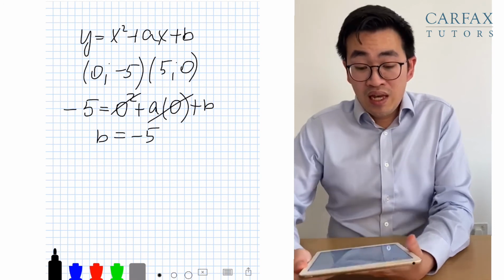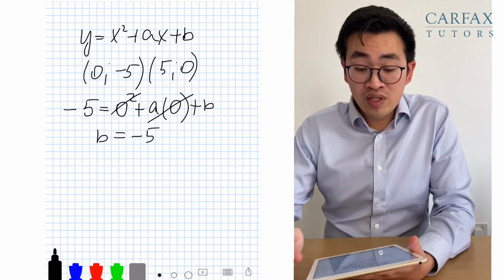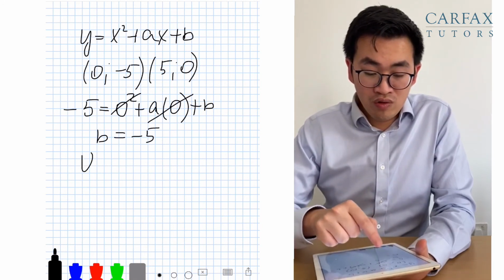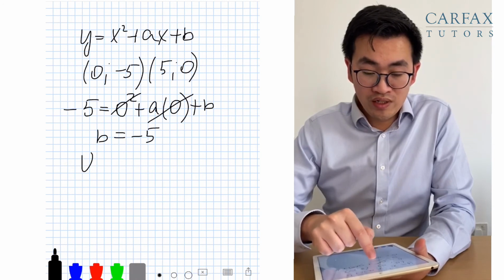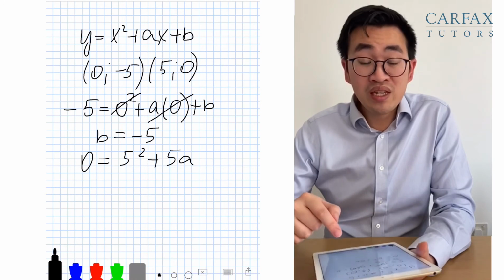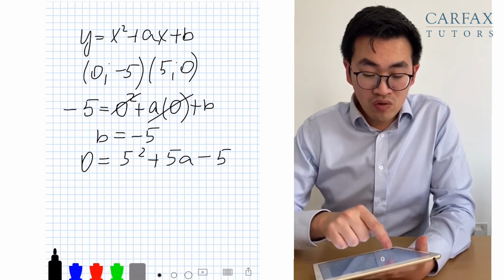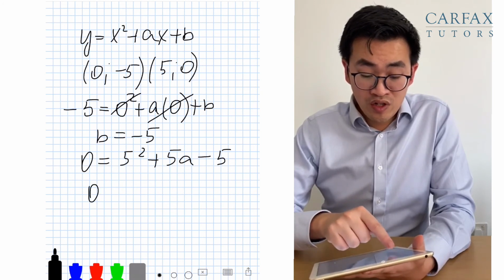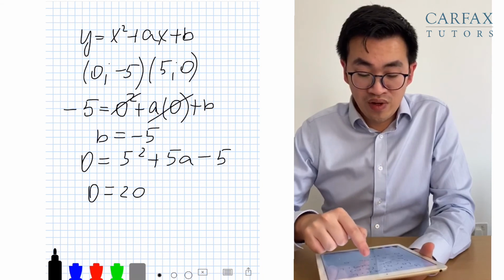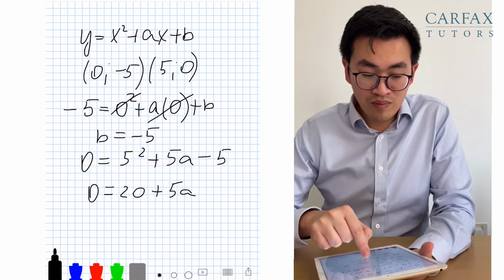Okay? And then to find a, well, we substitute the other coordinate in. So 0 equals 5 squared plus 5a. And then now we can substitute what b is. b is negative 5, so minus negative 5. And so if we do this, we have 0 equals 25 minus 5 is 20 plus 5a. And rearranging this, we get a equals minus 4.